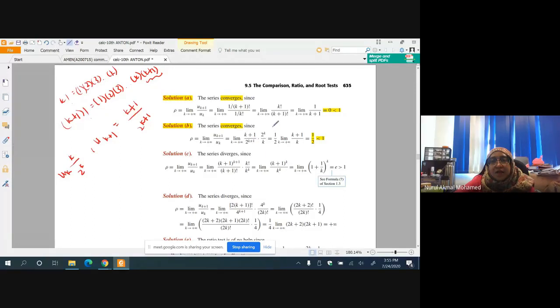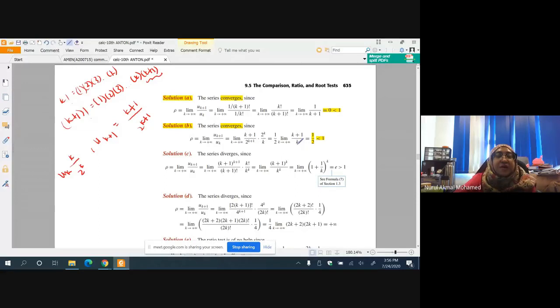And then you can cancel out whatever can be cancelled out. So k plus 1 and k cannot be cancelled out. But 2 to the power of k plus 1 is equal to 2 to the power of k multiplied by 2. So what is left is 2. 2 to the power of k can be cancelled out with this. What is left is 1 over 2. And k plus 1 divided by k is from here. You take the limit as k tends to infinity.